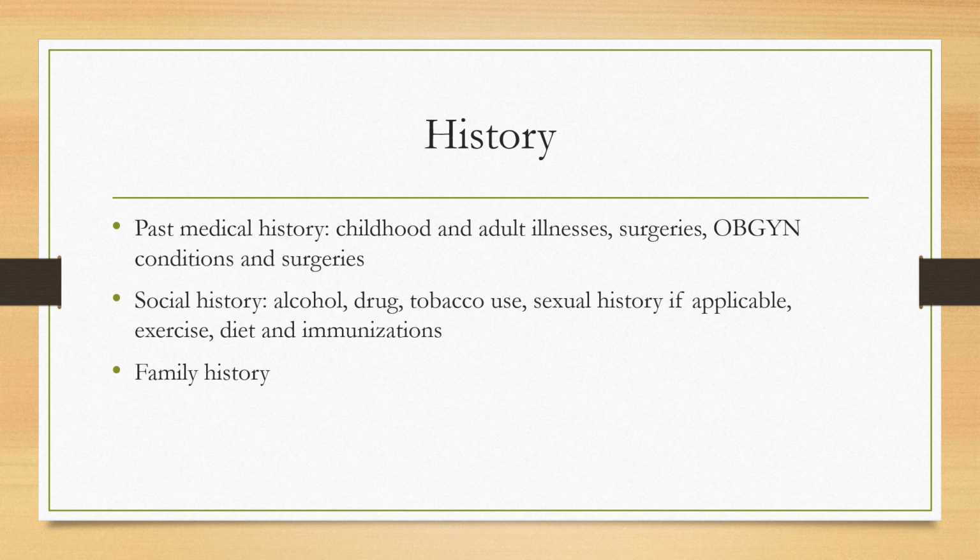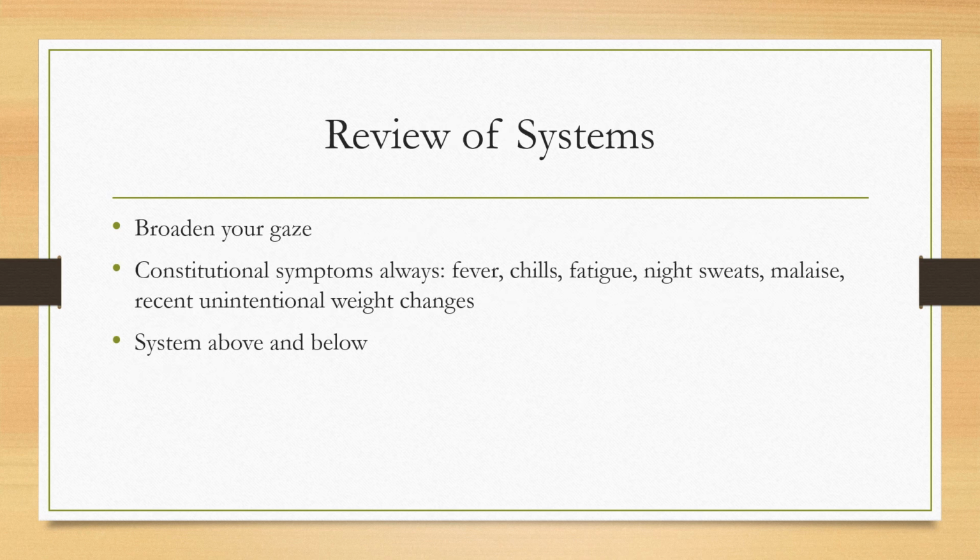Once again, your history continues. You can go into their past medical history, childhood and adult illnesses, any surgeries, go into their social history, alcohol, drug, tobacco use. Are they up to date on their immunizations? And then you can dive into their family history as well. So then you progress into your review of systems.